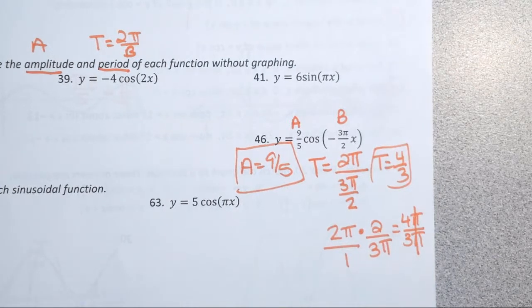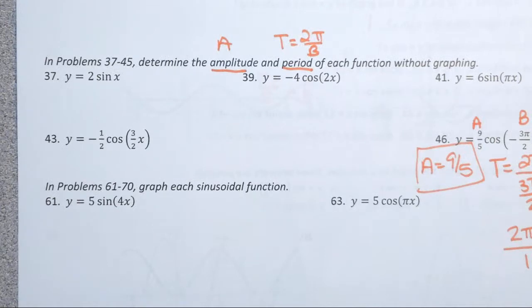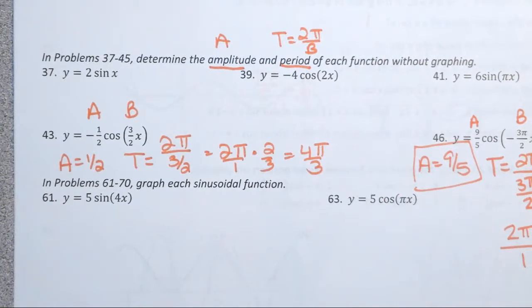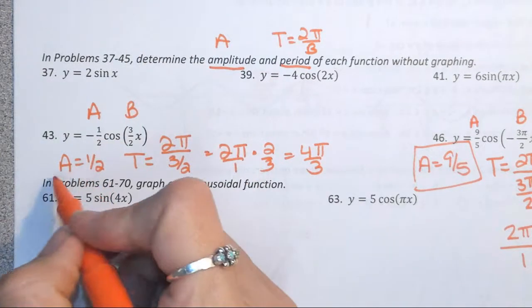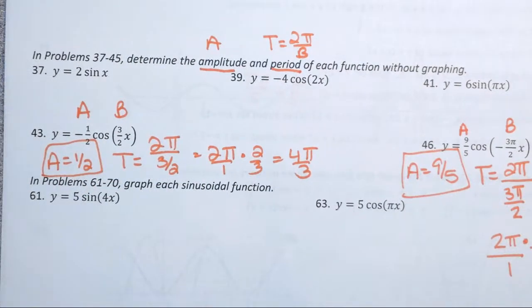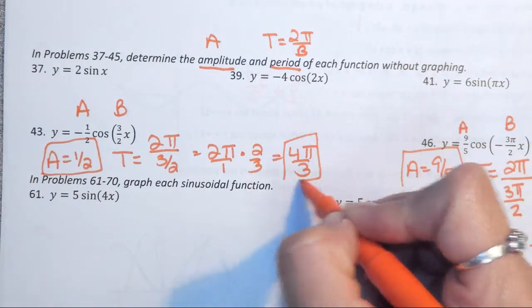So try 43, and then we'll check it. So I'll pause the video. Okay, did you get it right? Pi over 3. The amplitude is positive 1/2, because what can amplitude not be? Negative. But my period is 4 pi over 3.